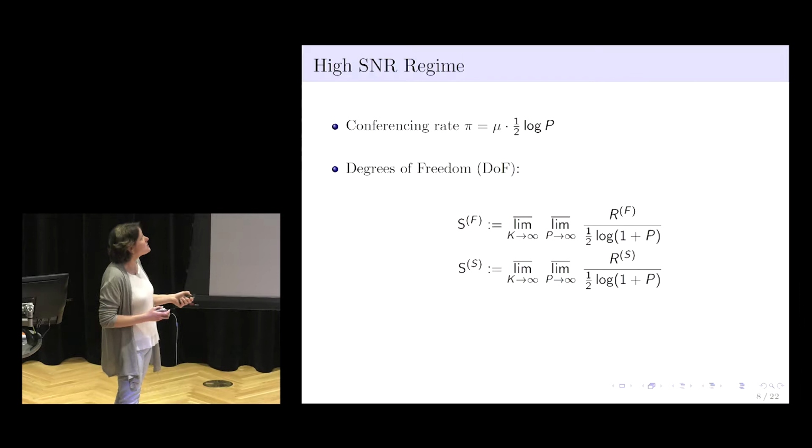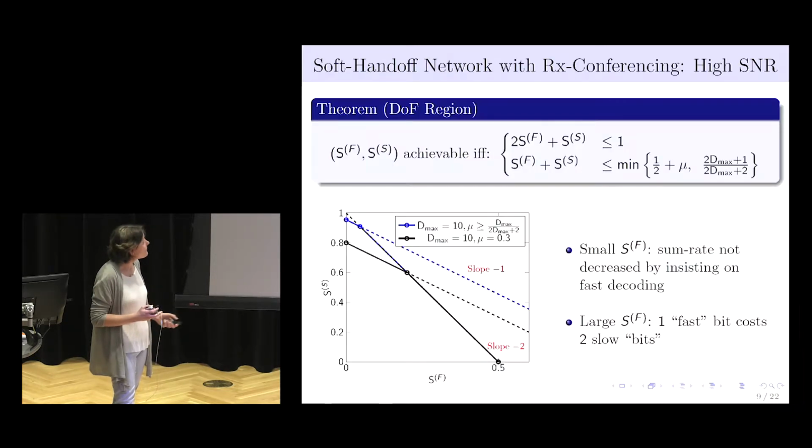High SNR asymptotics means that the cooperation rate grows logarithmically with the power P, and mu is this pre-log factor. And then we have the DOFs. We're interested in these pre-log factors of the rate. And so this is the region.